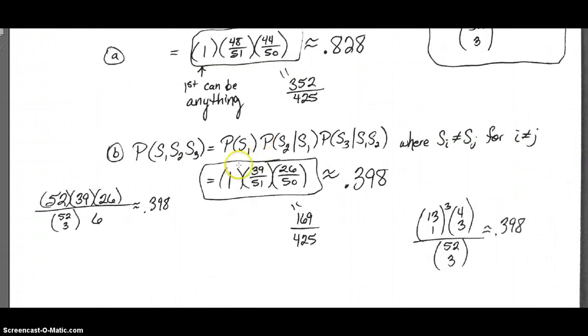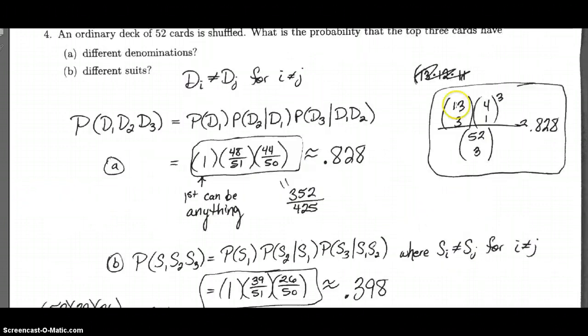Different suits. Again, we have the same way that I did it the first time. After choosing the first one, which is guaranteed, for the second one, there's only 39 because 13 of the cards are eliminated. 1 we already chose. 12 of the cards have the same suit as that first card we chose. So that leaves us with 39 out of the remaining 51 cards, and so on. Here's 2 suits gone.